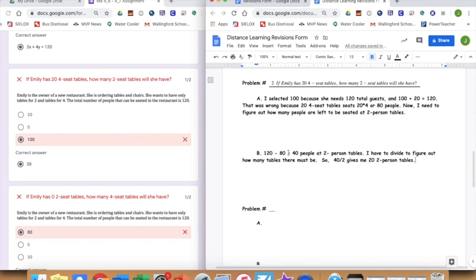And then we said, all right, well, let's figure this out. There's 120 total people. We got rid of the 80 people who are at 4-seater tables. And then that means the remaining 40 people have to be at 2-person tables. So then we divide and said, all right, how many tables do I need? So there must be 20, because 40 divided by 2 is 20. So stuff like that is what we want to do, and that'll get your points back.